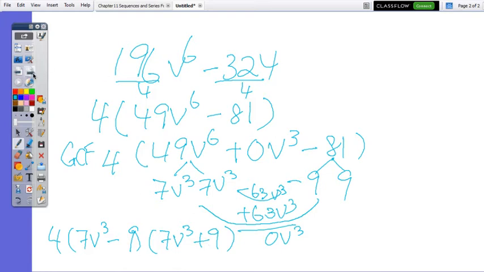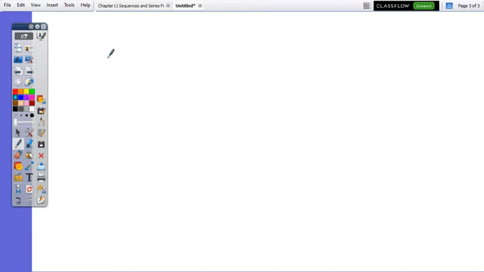So now let's just do one more example. This one, I would like to start off with 16v to the power of 6, and then plus 40v to the power of 3, and then plus 25.